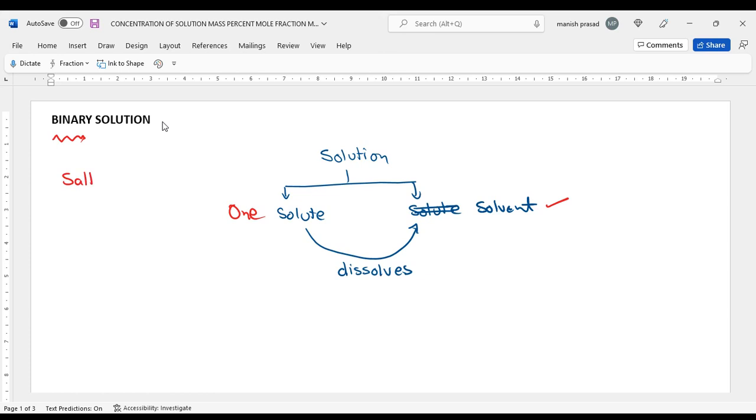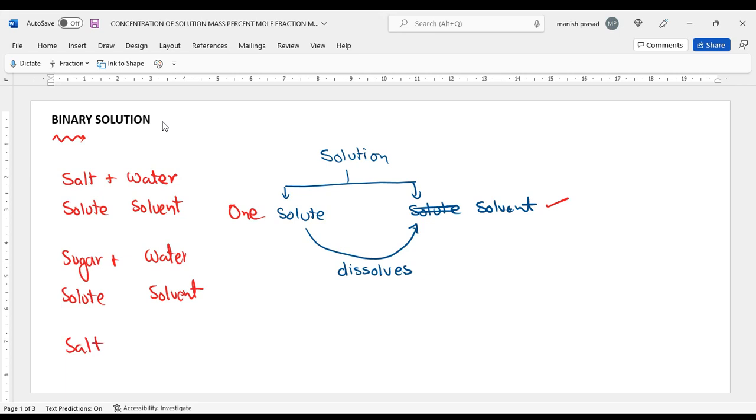Like, I dissolve salt in water, it is a binary solution, one solute in one solvent. If I add sugar in water, again, it is one solute with one solvent. And if I add a salt and a sugar, and I dissolve both of them in water, then, my dear friends, it is not a binary solution. So that is what we are looking at as a binary solution.